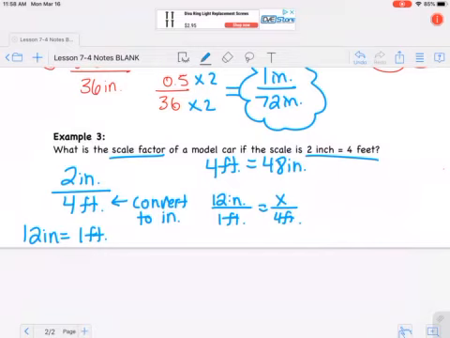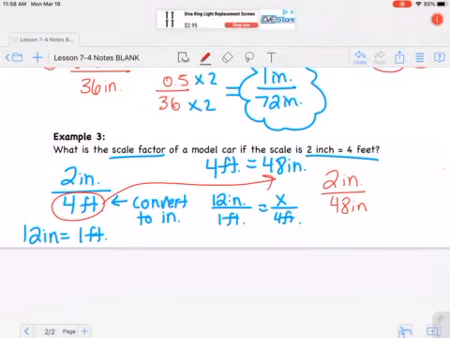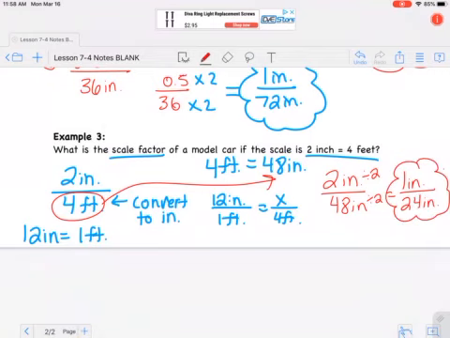Okay? So because we are going to convert it and make it into a scale factor, we are going to rewrite this. So we have 2 inches over 48 inches because we just changed our feet into inches. And we want our top number to equal 1. So we're going to divide by 2 on the top and the bottom. And we get 1 inch is equal to 24 inches in real life. So that would be our scale factor.